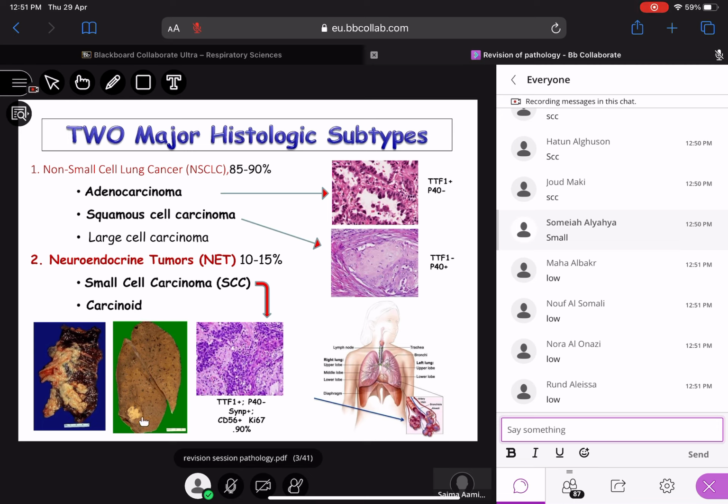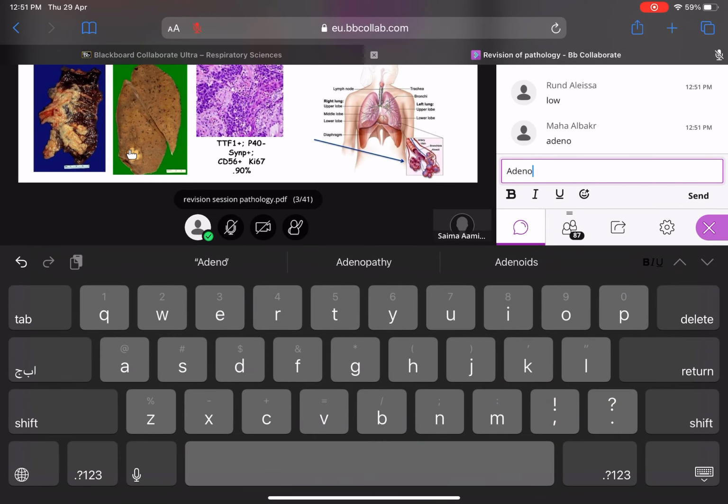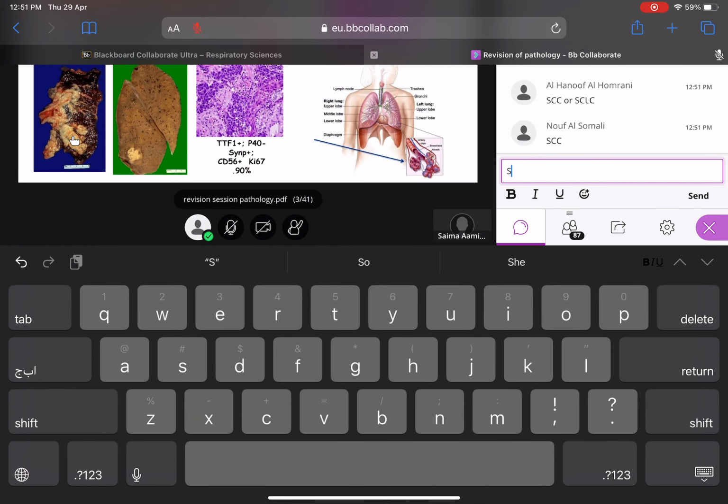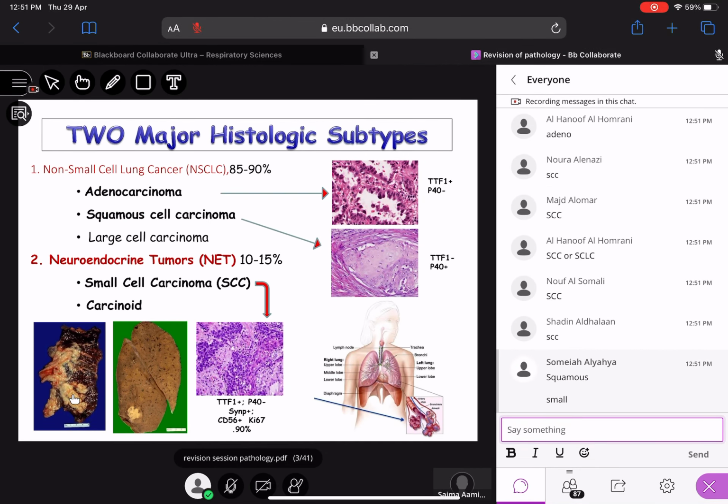Okay. In gross examination, what is the most likely diagnosis in this lung? You have a tumor which is peripherally located, adenocarcinoma. Exactly. What about this one? Seems to be a central tumor. What will be your differential? Yes, either squamous or small cell, because both of them are central. Remember, smoking, central, squamous, or small cell. Okay, good.